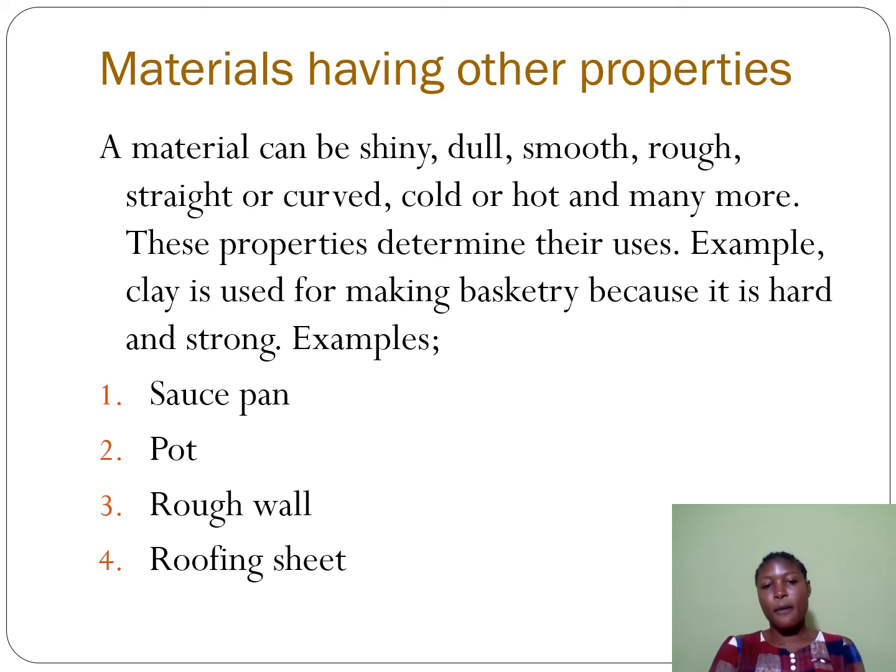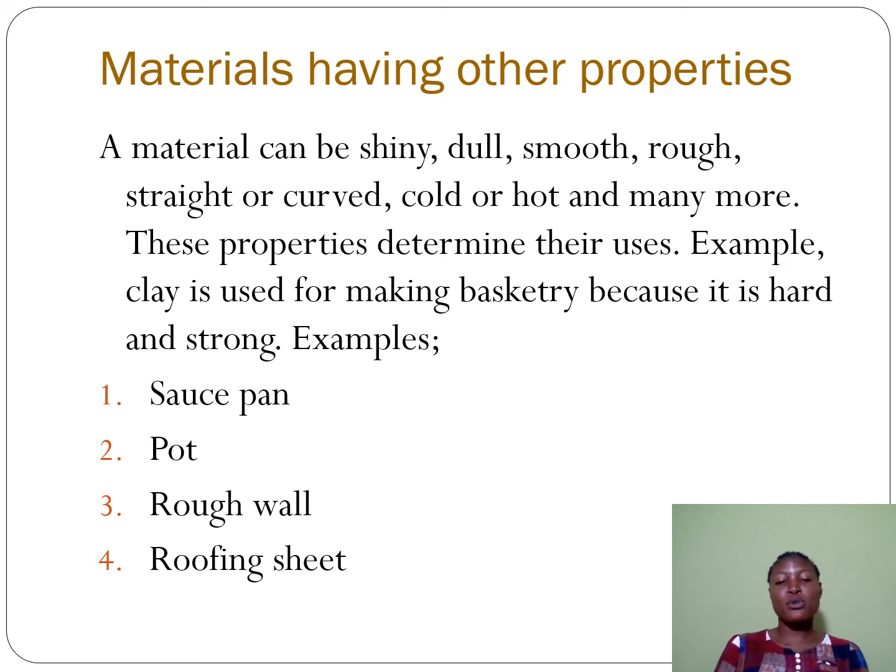Now we move on to our last but not the least property, which is materials having other properties. So a material can be shiny, dull, smooth, rough, straight or curved, cold or hot, and many more. These properties determine their uses. Example, clay is used for making basketry because it is hard and strong.